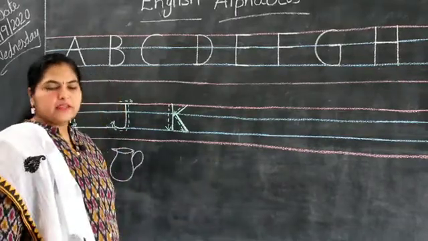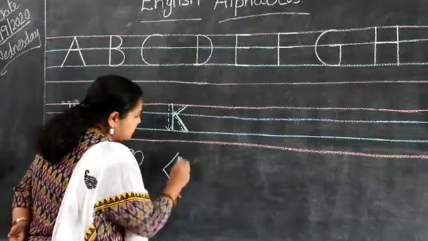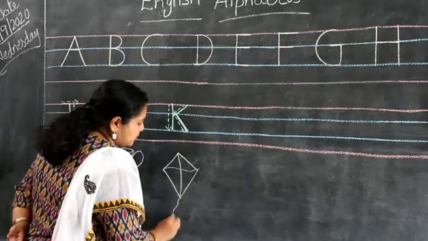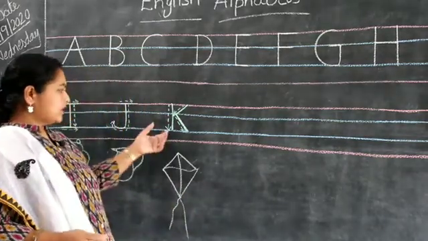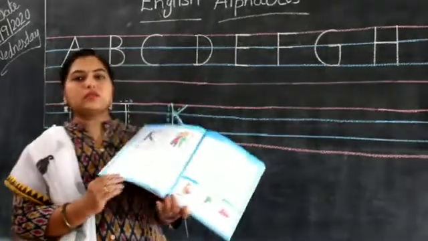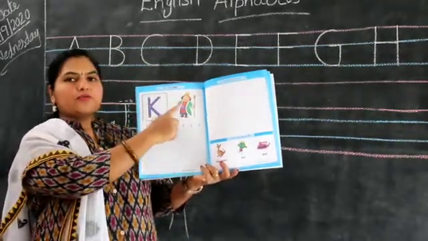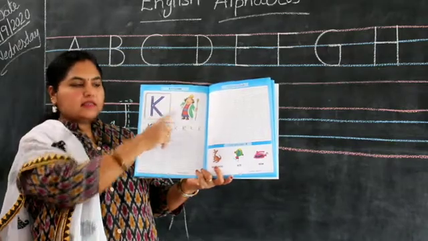So what's K is for? K is for kite. K is for kite. So you want to learn some more words which start with the letter K. K is for king. Now the word king starts with the letter K.